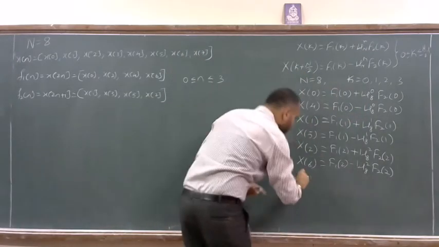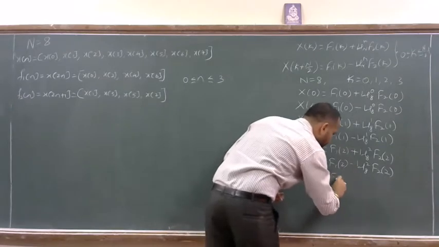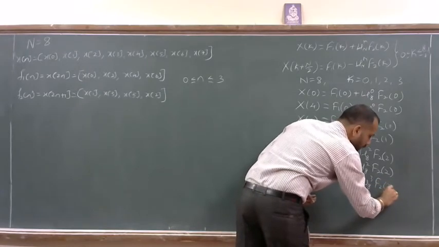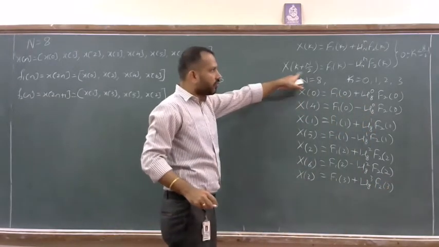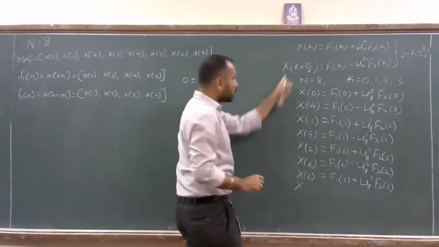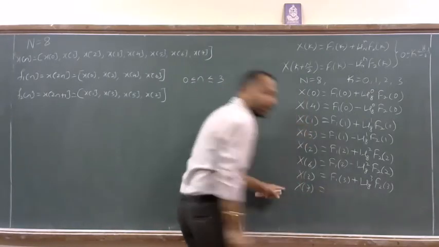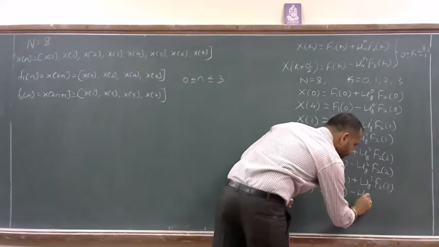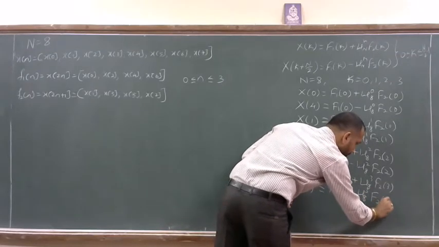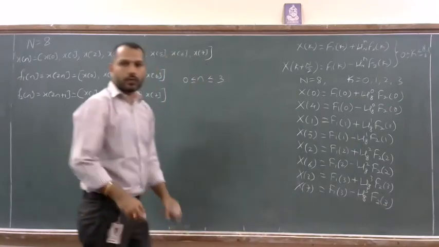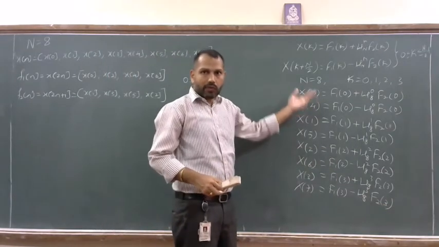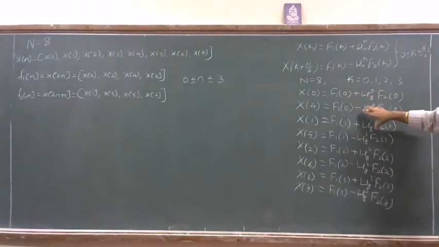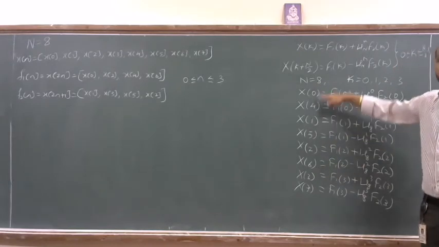For k equals 3, the first equation will give us X of 3, which will be f1 of 3 plus w8 3 f2 of 3. And the second equation for k equals 3 will give us 3 plus 4, 7, X of 7, the last DFT point. X of 7 will be f1 of 3 minus w8 3 f2 of 3. Now in this order, whatever these equations have been written, two N by 2 point DFTs will be combined to give us one 8-point DFT.